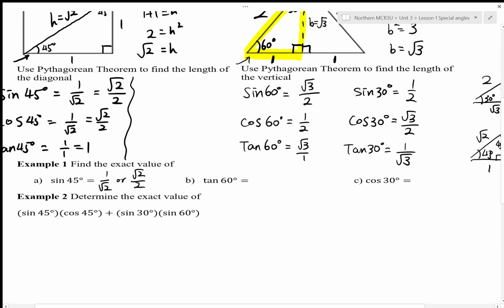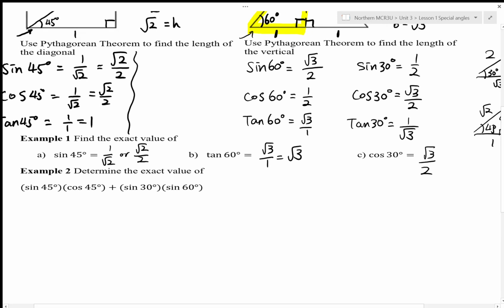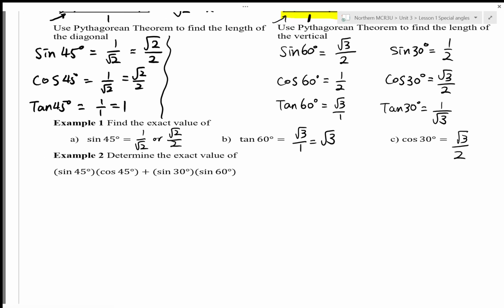Either is fine. Tangent 60, we already know that, which is square root of 3 over 1, or you can simply say square root of 3. Cosine 30 degrees, we already found that as well, so it is square root of 3 over 2. Then the rest becomes simpler because as long as you remember these, it's just a mere calculation. So here we have sine 45 times cosine 45. There are so many letters and numbers, but it really doesn't matter because these are just the ratios. So sine 45 is square root of 2 over 2, and cosine 45 is also square root of 2 over 2.